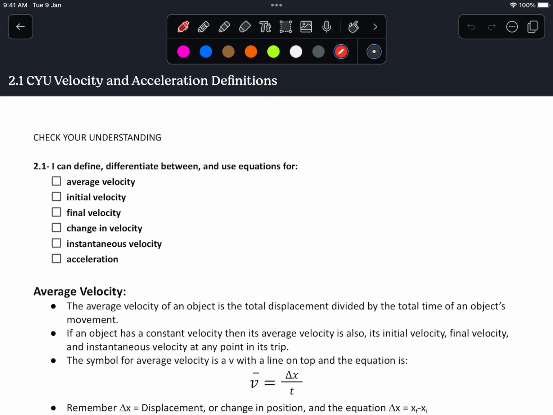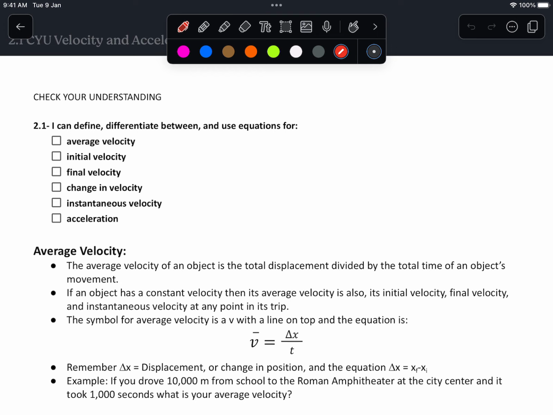Okay, welcome to level 2. Check your understanding, velocity, and acceleration definitions. All right, so our skill for this unit, 2.1, is I can define, differentiate between, and use equations for average velocity, initial velocity, final velocity, change in velocity, instantaneous velocity, and acceleration. So a lot of these you have seen before, some of them are new. And I call these the family of velocities.